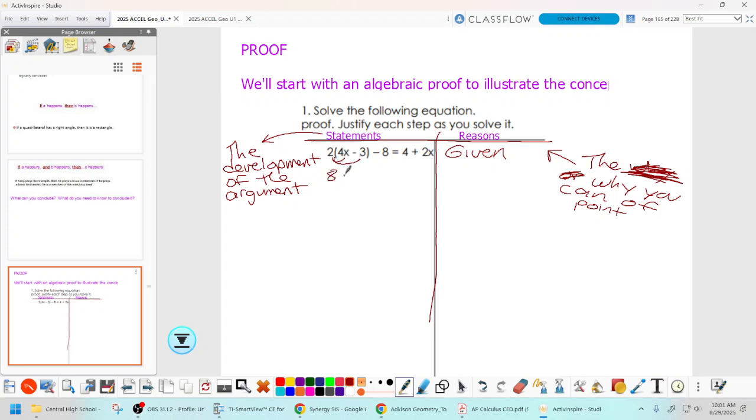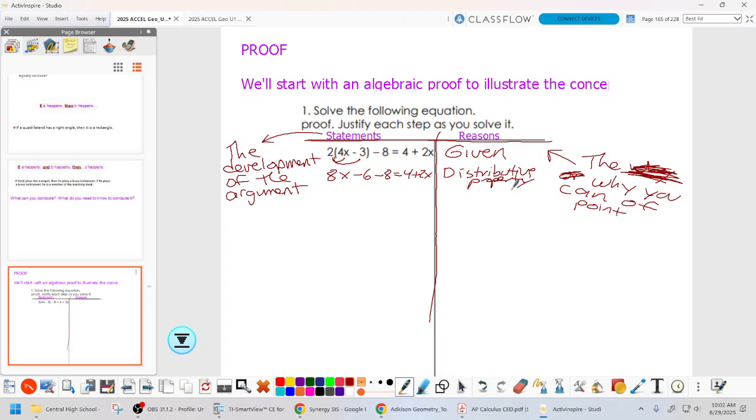Okay, so your next line is, again, your development of your argument. So it's 8x minus 6. So you write your next line in the argument. And why are you allowed to do that step? What mathematical property, principle, idea, or operation allows that? Distribution. Yes, the distributive property allowed us to do that.